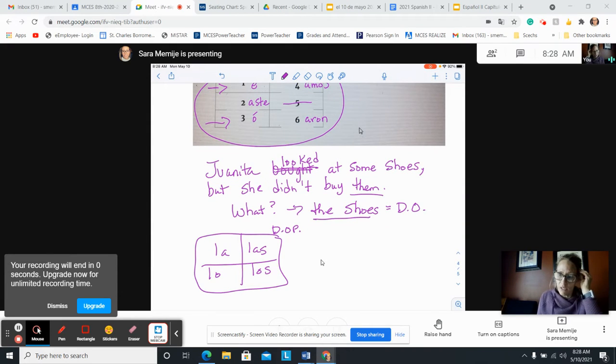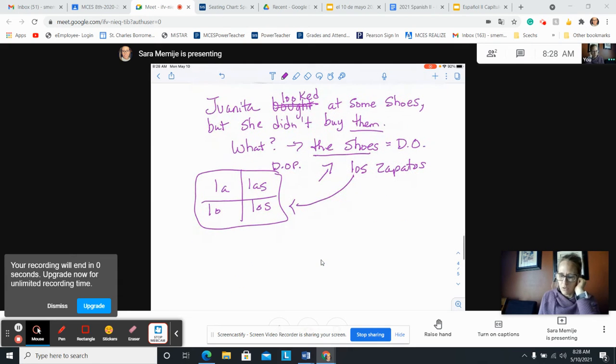Okay, so like I was saying, we've got la, las, lo, and los. And since we're talking about shoes in Español are masculine and plural, los zapatos, we're going to go with the masculine and the plural. So let's write this sentence in Español.